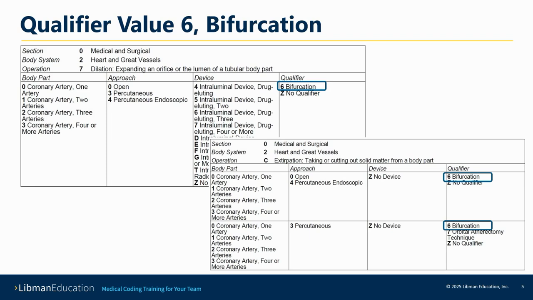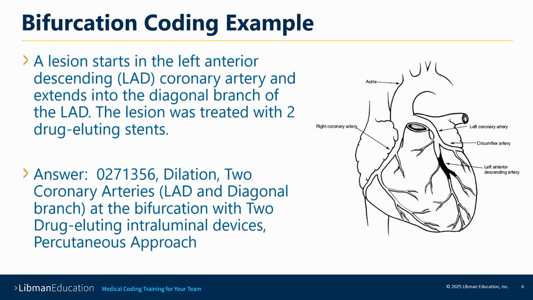In the 027 table, the number of stents used to treat the bifurcating arteries is captured in the device value. Let me give you an example of the coding. I'm going to use bifurcation number 4 from the heart image. This is a lesion that starts in the left anterior descending and extends into the diagonal branch. And this might be exactly what the physician documents. They are not required to document the word bifurcation. That's why we need to know our anatomy and recognize what the documentation is telling us.